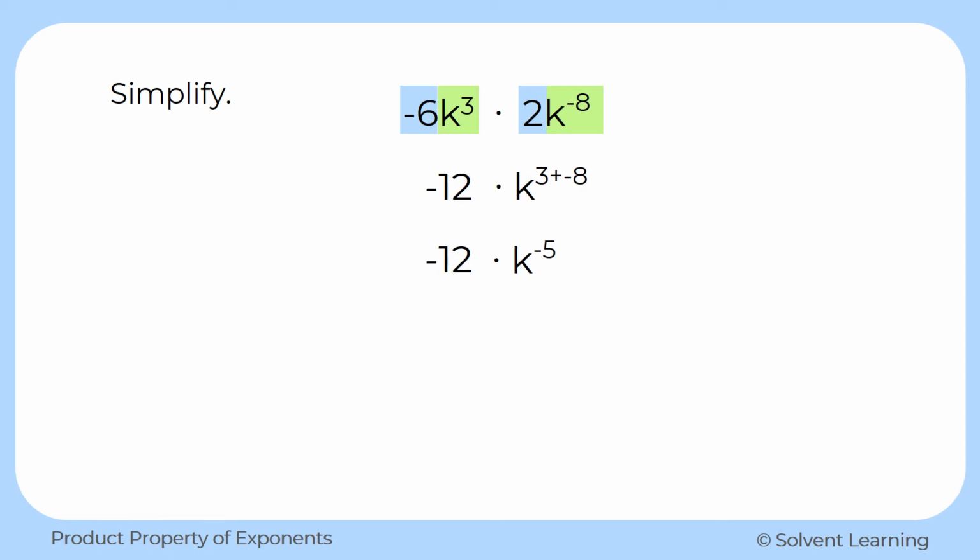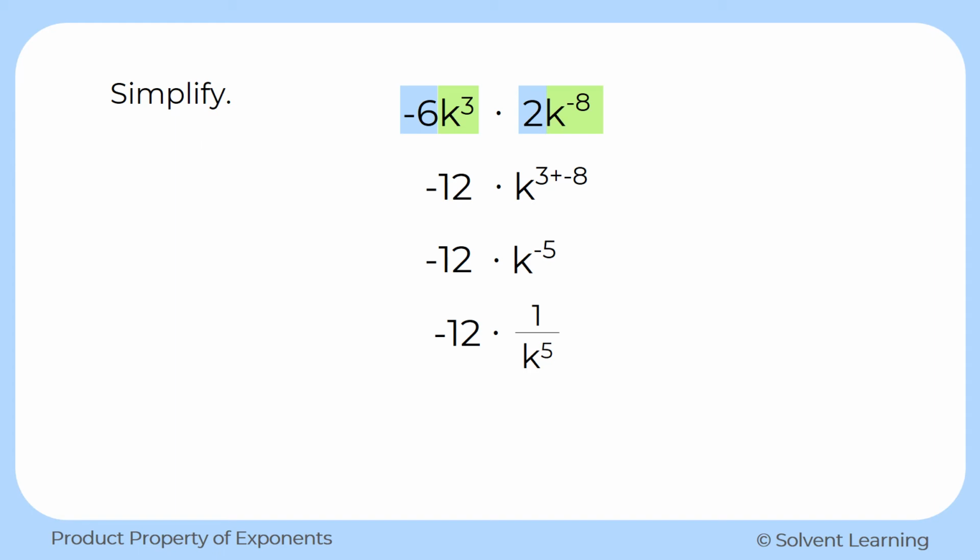And notice, since we have a negative exponent, we'll normally want to rewrite that part so that we have a positive exponent. And our trick for doing that is to take the reciprocal and remove the negative sign. So that part is going to become a fraction with k to the 5th at the bottom as the denominator and 1 at the top as the numerator. So we'll have the -12 times 1 over k to the 5th power.